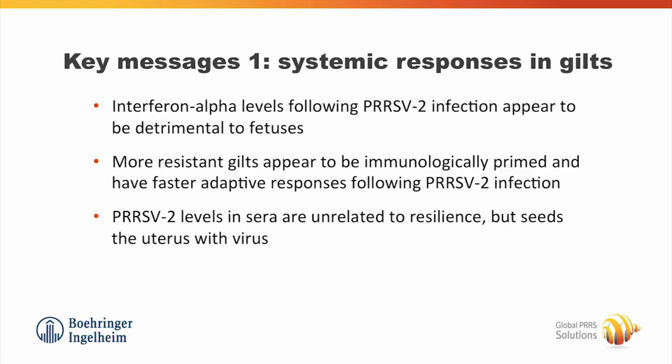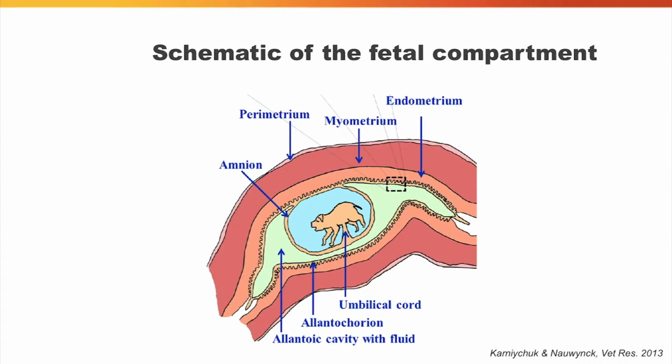Firstly, interferon alpha levels appear to be detrimental to fetuses. More resistant Gilts appear to be immunologically primed and have faster adaptive immune responses following PRRS infection. And PRRS levels in sera, although they increase after infection, are unrelated to resilience. And I think what virus levels in serum really do is to seed the uterus with PRRS, which then crosses the placenta. So with that, let's then turn our attention to what's happening in the fetus and the placental unit.